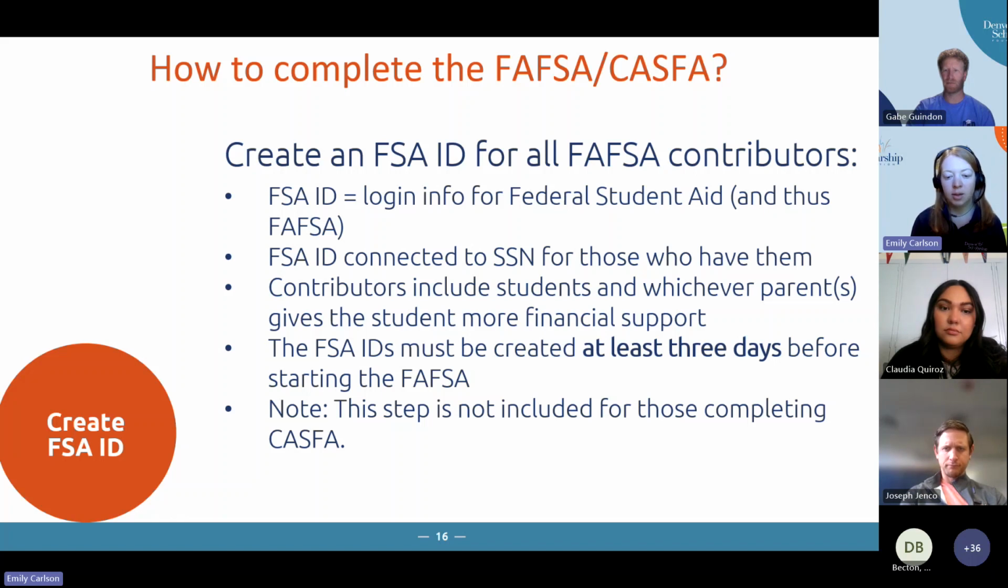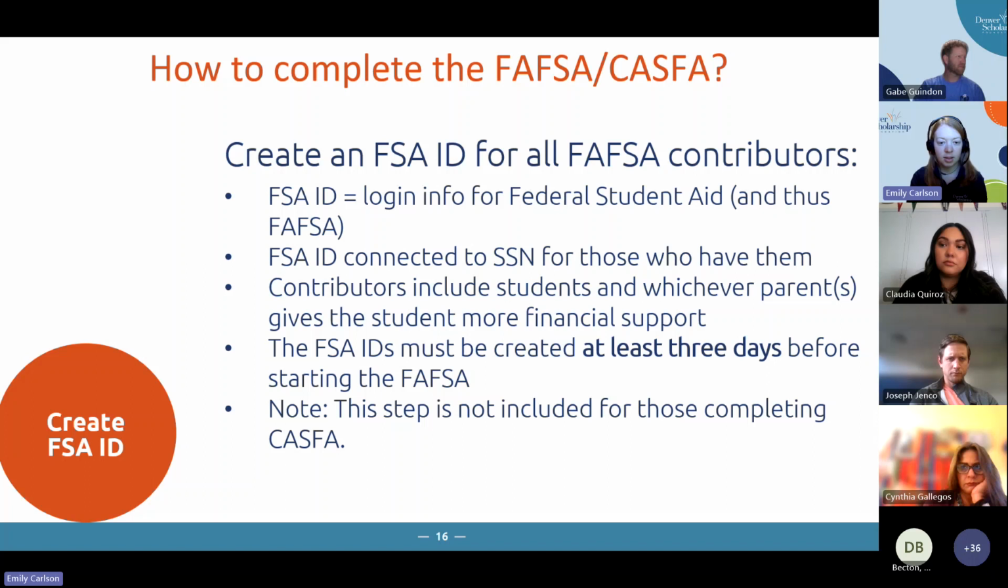New this year, parents who don't have social security numbers can now create FSA IDs. We're still waiting to hear from FSA on the process for that and what exactly that will look like. But it is important to note that every person who is going to be considered a contributor on the FAFSA, so their information has to be included, will need an FSA ID this year, regardless of whether the parents have social security numbers.